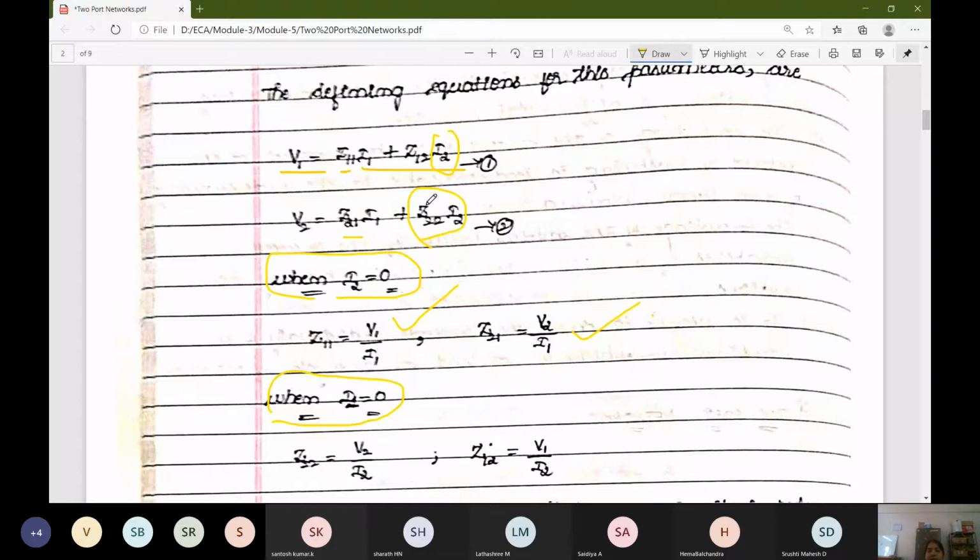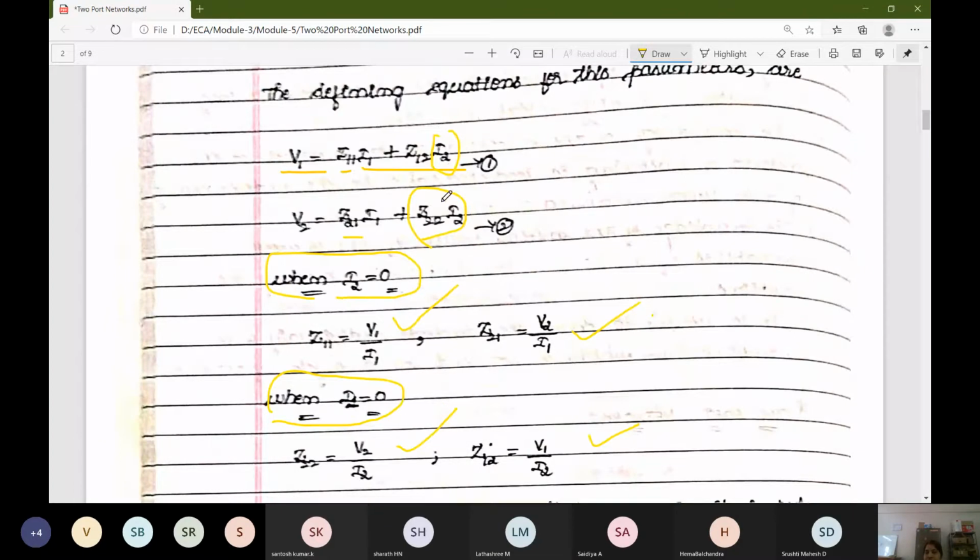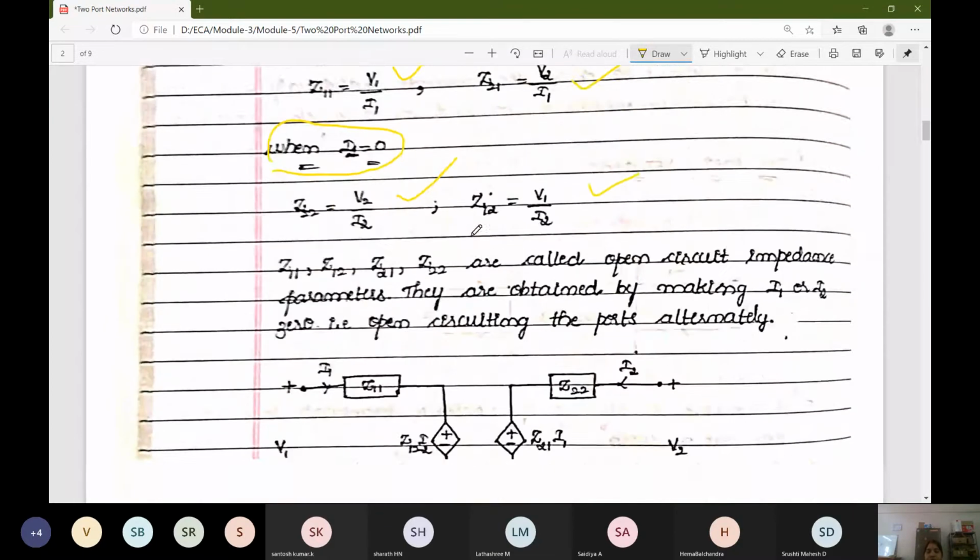Similarly, when I1 is made 0, what will be Z12? It will be V1 by I2. What will be Z22? It will be V2 by I2. So those two parameters are written here. When solving problems, you have to see these conditions and solve, or you have to bring the equations to match these defining equations. When I do the example, you'll follow it.